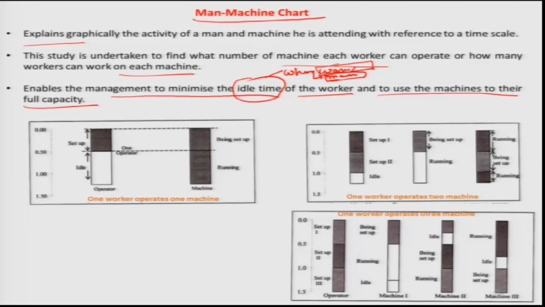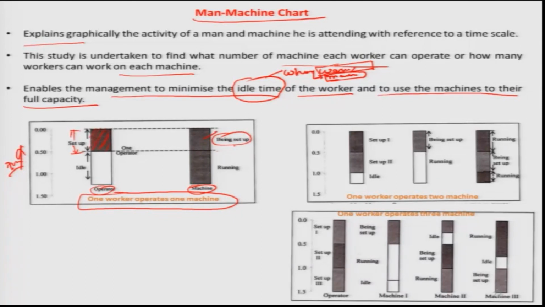Here condition 1 is that one worker operates one machine. So in this example you can see that this is time on the y axis. First, this is the setup time. This is the operator and this is the machine. He is setting up the machine so that machining can start, and this is the time required. Because there is only one machine and one worker, he is doing this work. So this is setup time or working time for the worker.